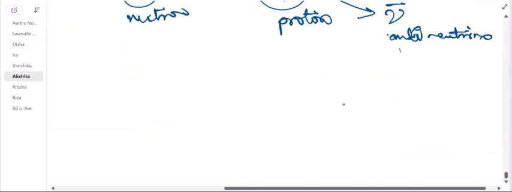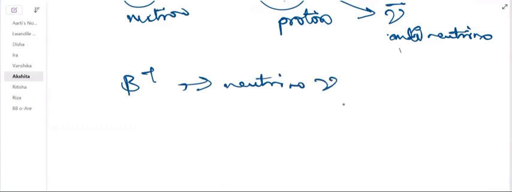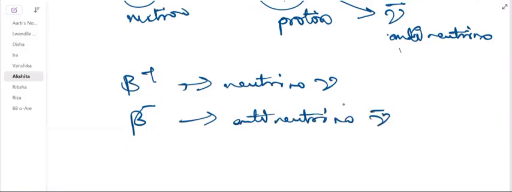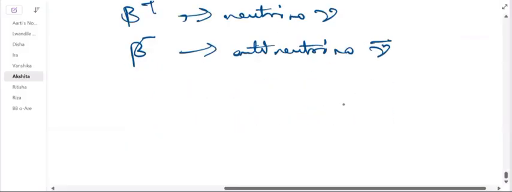So in beta plus, a neutrino is released like this. In beta minus, an anti-neutrino is released like this. Let me show you one example.